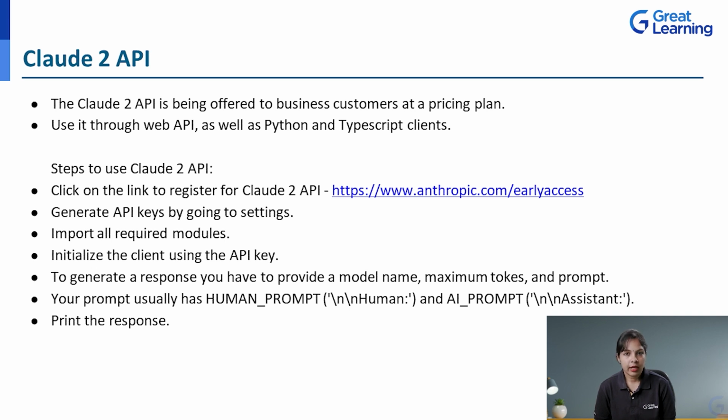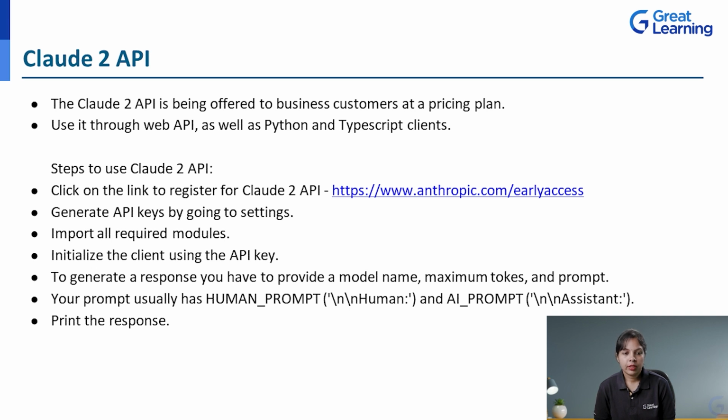I'm not able to show you the hands-on here, but I'll make the steps very clear so that if you are a business customer, you can make use of it. Going to the user settings, you can generate the API key from there. That API key is what you're going to use in your program later on, so make sure you generate this API key. Then you can write the program.